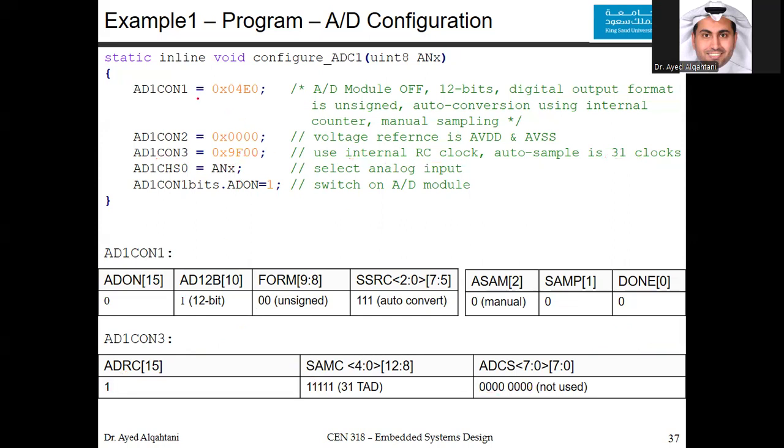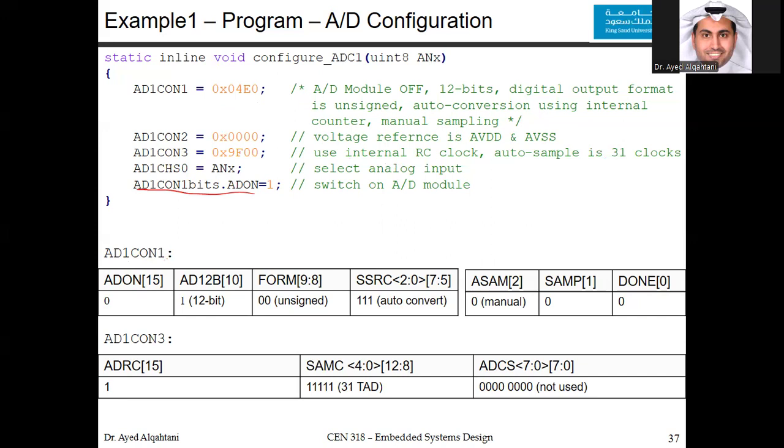Now, once you configure these 4 special function registers, the only thing that's left is to turn the ADC on. So at the end, you change this bit and you make it 1 this way, AD1CON1, this is actually a bit of the control register number 1, dot ADON equal to 1, and that's it. Now you configure the ADC.